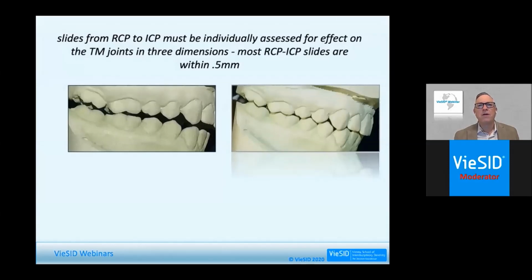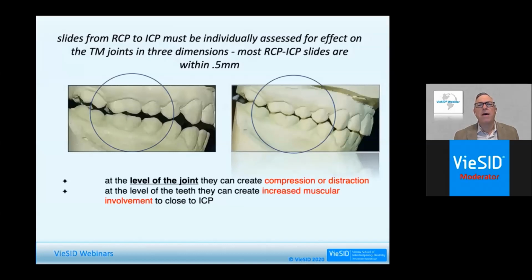From this initial contact point, a slide from RCP to ICP must be assessed for effect on the temporomandibular joint. Now, many RCP to ICP slides are within 0.5 millimeters and are likely not that detrimental. But if they're more significant, at the level of the joint, they can create compression or distraction. And at the level of the teeth, they can create increased muscular involvement to close to ICP. It's also termed centric slide.